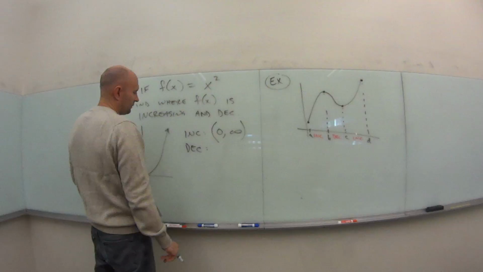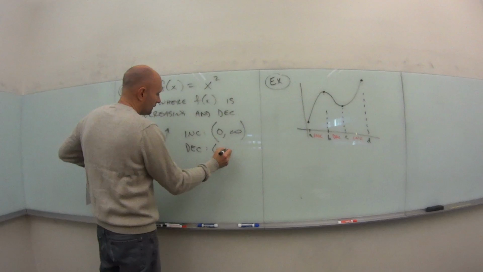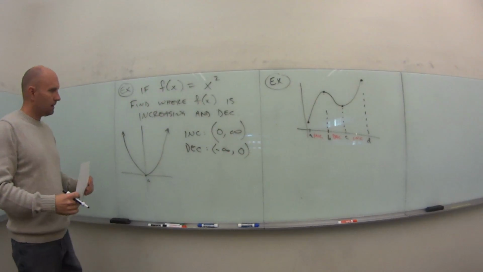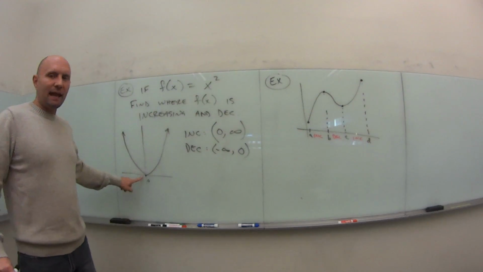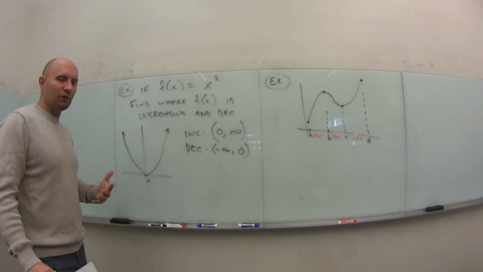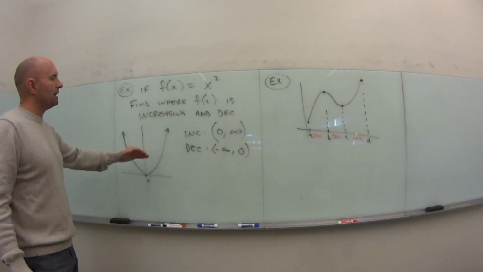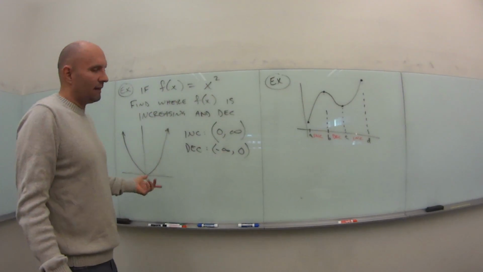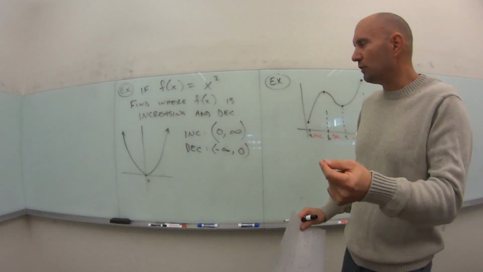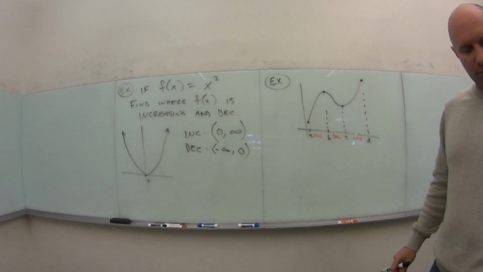It's decreasing from where? It's going downhill from negative infinity, again to 0, but it's not actually at 0. It's not increasing or decreasing at 0, right? Because, as we're going to learn, this point has a specific name where it changes from increasing to decreasing, and that point's not included because it's neither. 0 is not increasing or decreasing, that's just our starting point. So we would put the parentheses there.